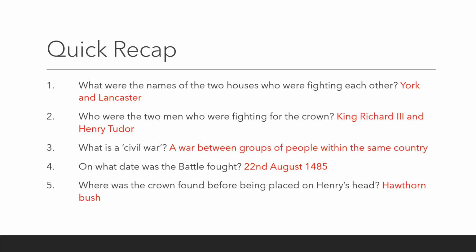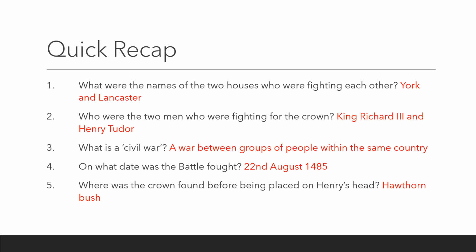How much have you learnt then? Let's have a look. What were the names of the 2 houses who were fighting each other? It was York and Lancaster. Who were the 2 men who were fighting for the crown? King Richard III and Henry Tudor. What's the definition of a civil war? It's a war between groups of people within the same country.